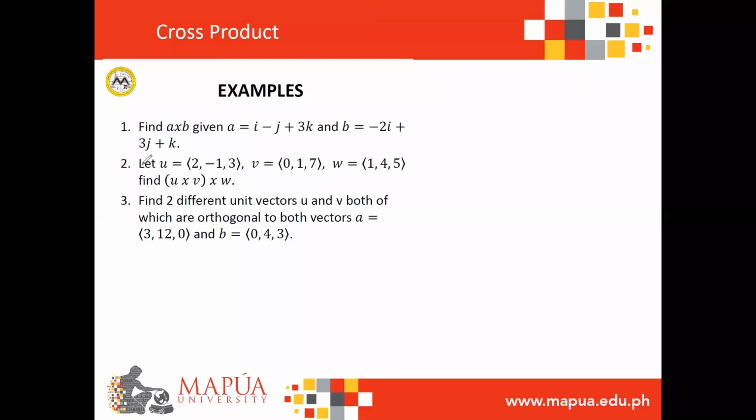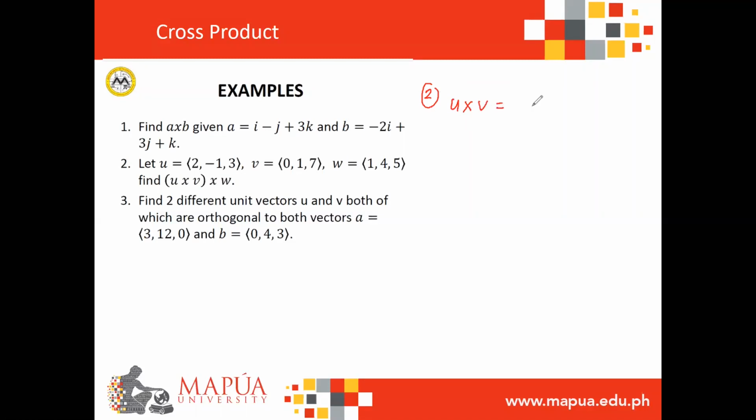Let us solve problem number 2. So we have here, let vector u equals 2, -1, 3 as its components, vector v equals 0, 1, 7 as its components, then vector w equals 1, 4, 5 as its components. Then we're going to find the quantity u cross v cross w. So let's find first u cross v.